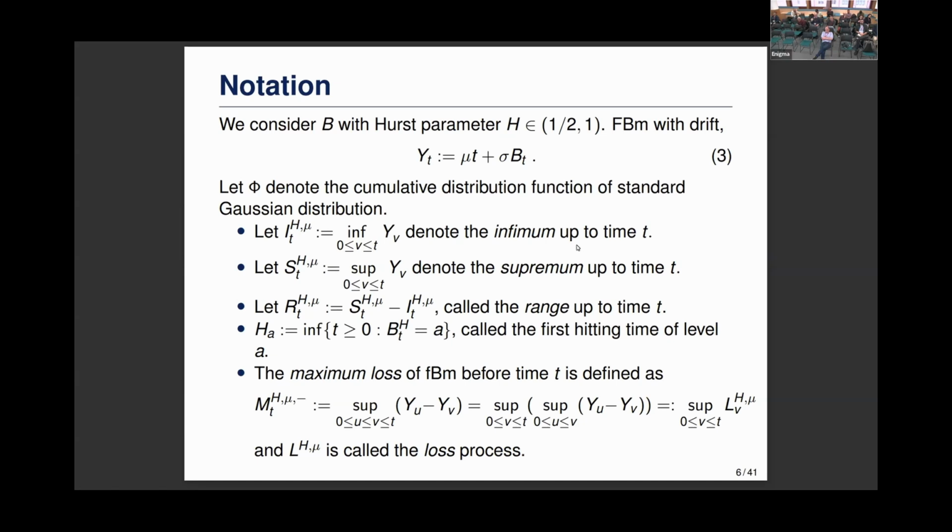And the infimum of the process, so we have fractional Brownian motion with drift and diffusion. I is the infimum, S is the supremum, and R is the range. And this first exit time or first hitting time of fractional Brownian motion of a certain level is denoted by H_A, and the maximum loss, the formal definition for the maximum loss is if you move forward in time and look at the differences, which can be done also by fixing the value of future time, and looking at the differences and looking at the supremum of the differences, which is called the loss process, and the highest loss will give the maximum loss of the whole process.